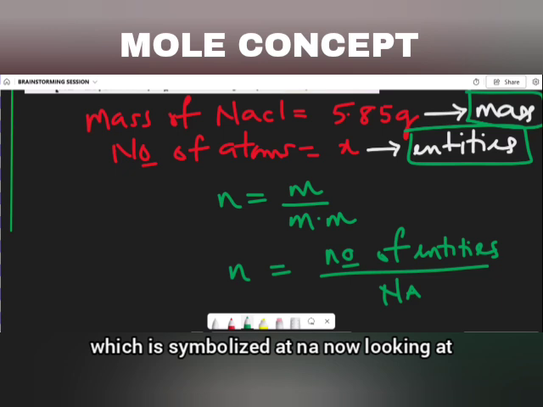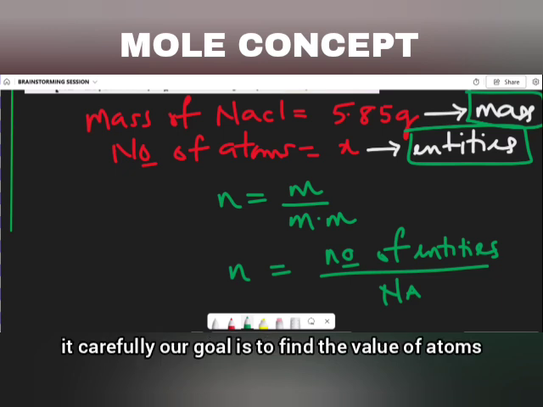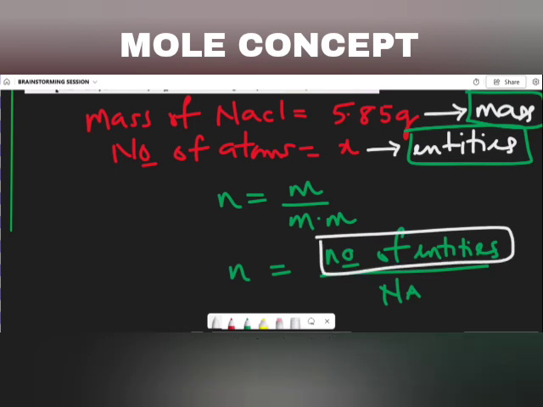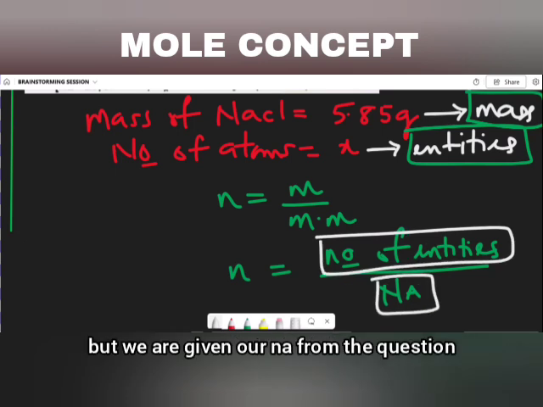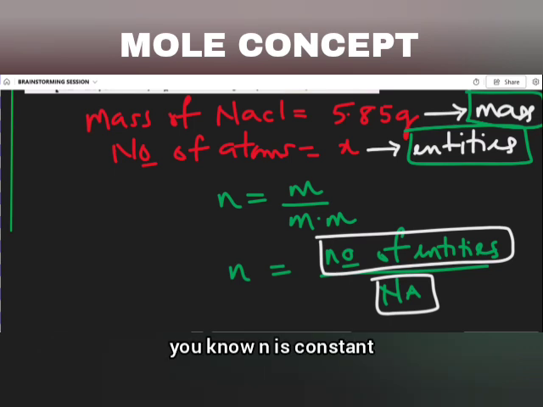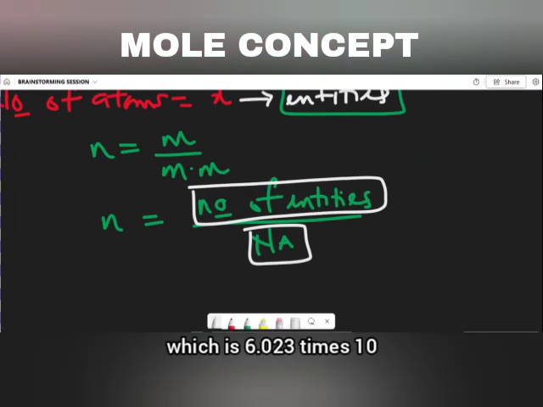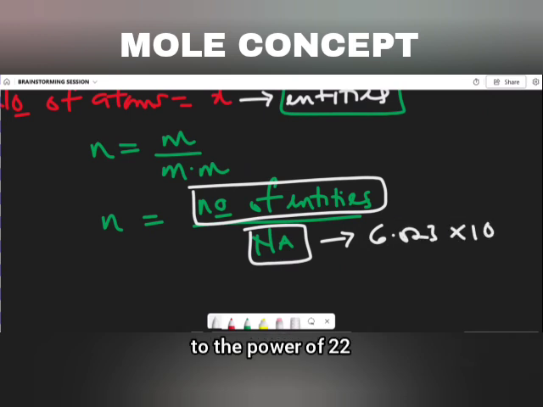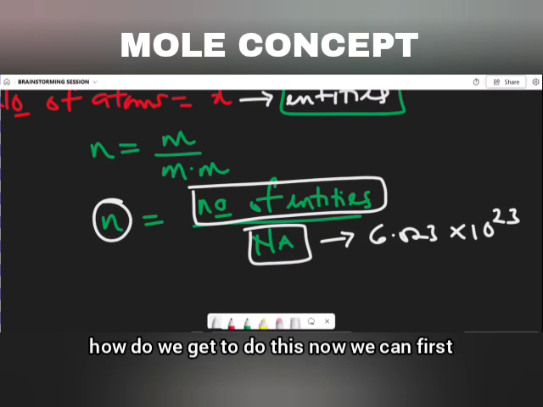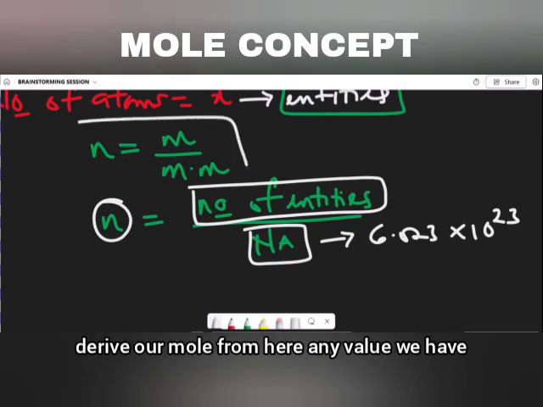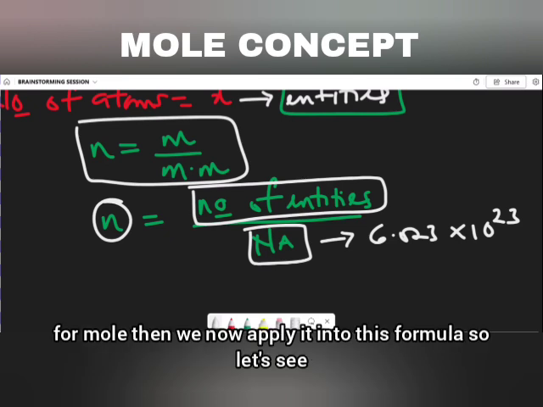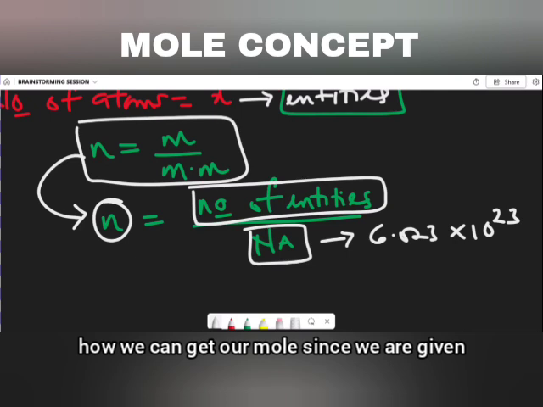which is symbolized as Na. Now, looking at it carefully, our goal is to find the value of atoms, which is our number of entities. But we are given our Na, which is a constant: 6.023 times 10 to the power of 23. But we are not given our mole. So how do we get to do this? Now we can first derive our mole from here. Any value we have for our mole, we then apply into this formula. So let's see how we can get our mole.